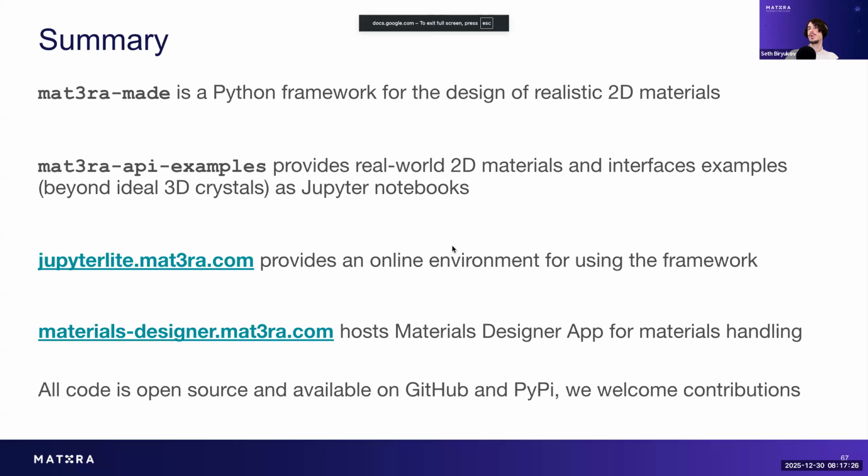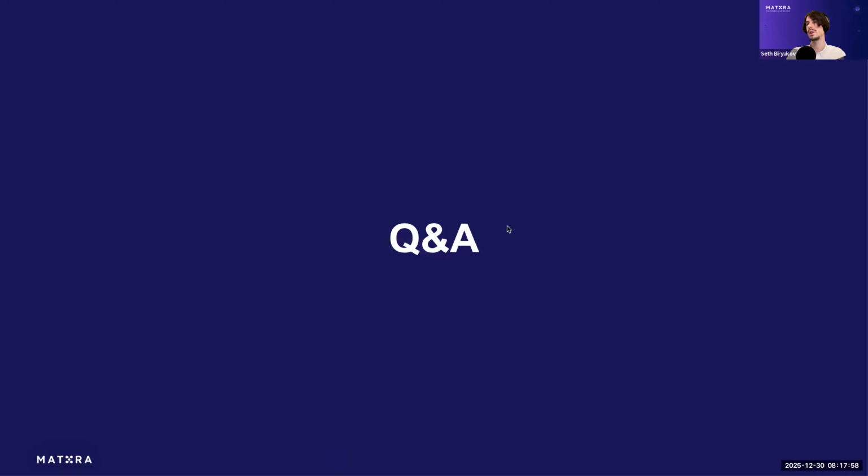So today we showed the Mat3ra made package for the design of 3D materials. We showed how to use it with examples from Mat3ra API examples, and created some real-world materials. This is all available in jupyterlightmatter.com, as well as from Materials Designer and from the web app. All the code is open source, and we welcome contributions. So I think now we can get to the questions.